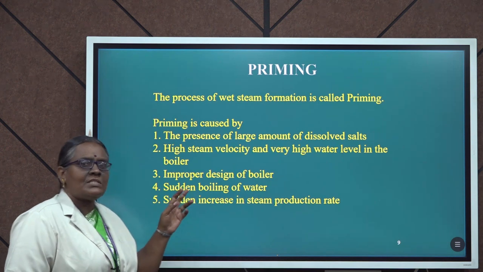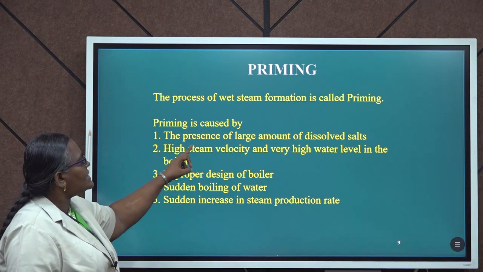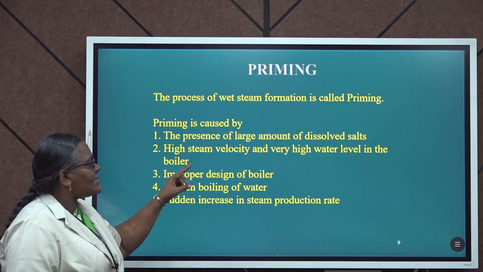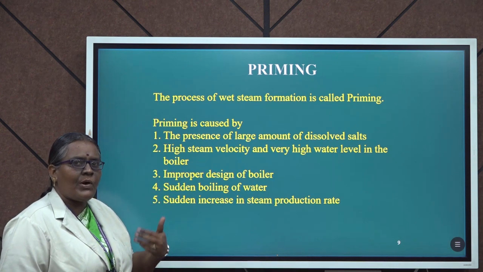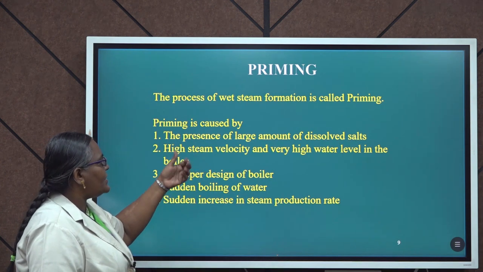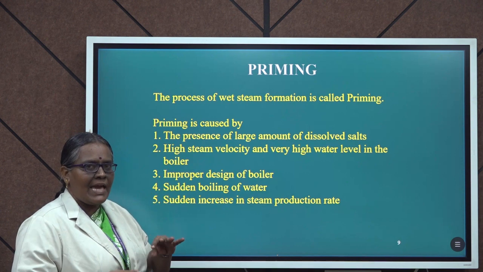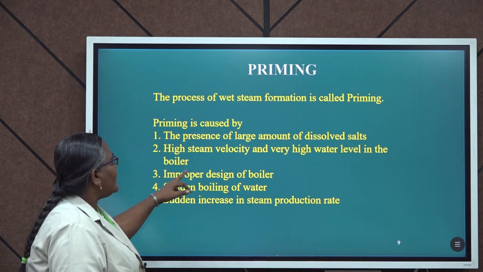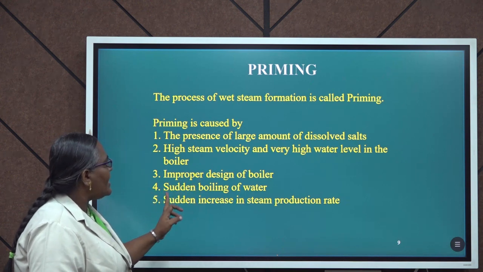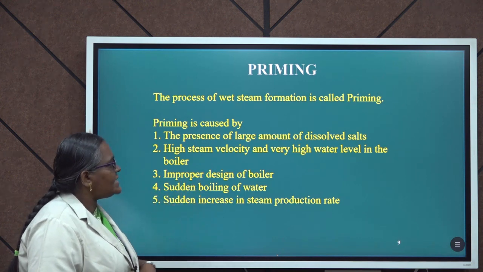So priming is caused by lot of factors. First one is presence of large amount of dissolved salts. Next, high steam velocity. So unexpectedly when the boiler is heating strongly, so steam is generally produced more. So automatically it will carry over the liquid water. Very high water level in the boiler, improper design of the boiler, sudden boiling of water, sudden increase in steam production rate.